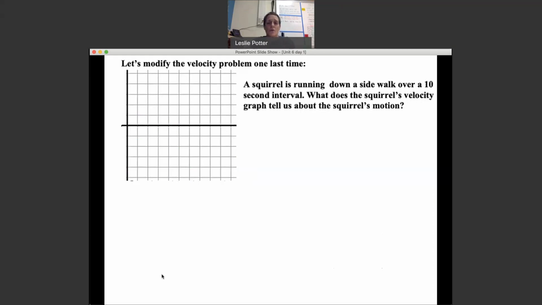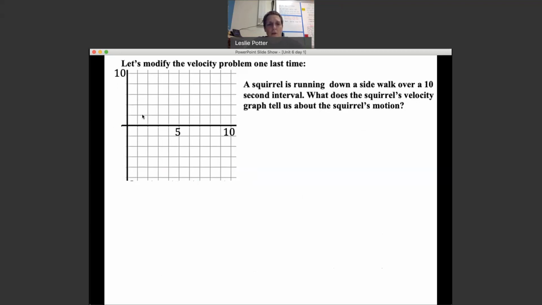Now the squirrels are kind of crazy, right? They run all over the place. So we have a squirrel running down the sidewalk, and he's running for 10 seconds. So what does the squirrel's velocity graph tell us about the squirrel's motion? So 10-second interval.